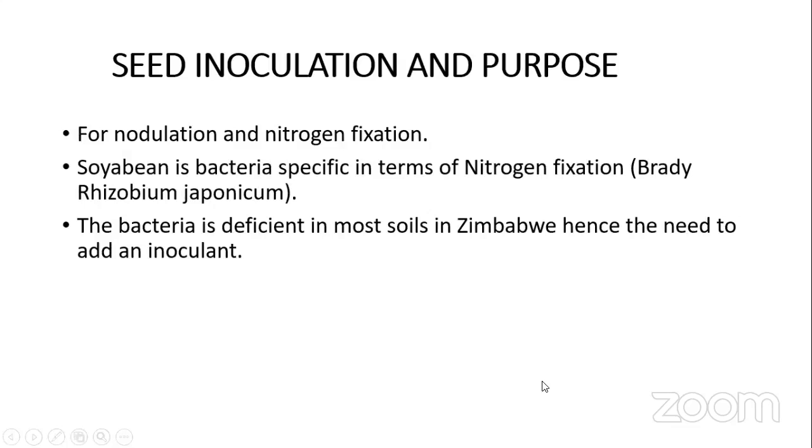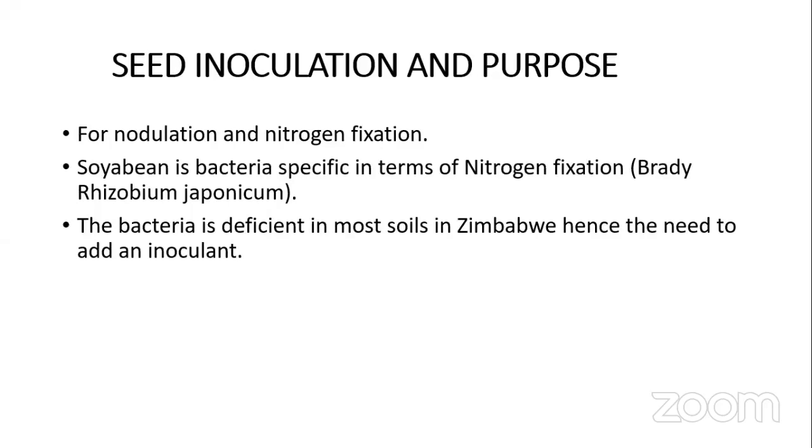Right, then there is this issue of seed inoculation and purpose. Let me start by explaining the fact that for most legumes, there is need for inoculation. I mean, there is need for nitrogen fixation, inoculation and nitrogen fixation. It happens in a lot of legumes. But now the difference between soybean and other legumes is that soybean is very specific to a bacteria that it requires to engage with, so that it can fix nitrogen and it can actually do nodulation and provide nitrogen for the crop.